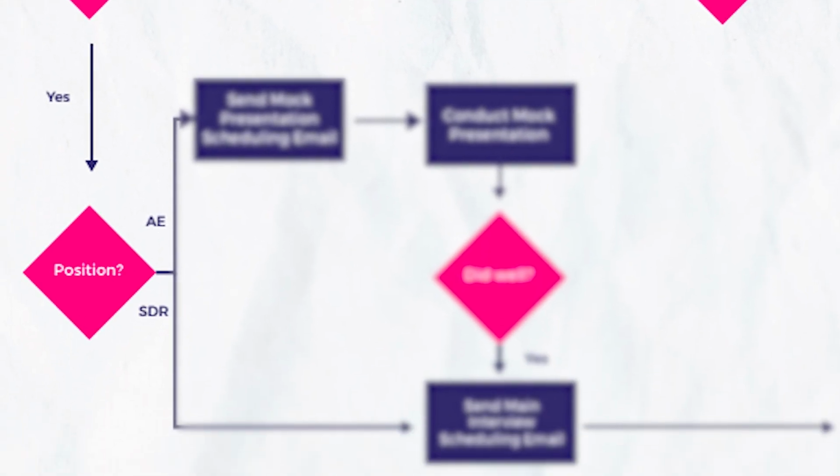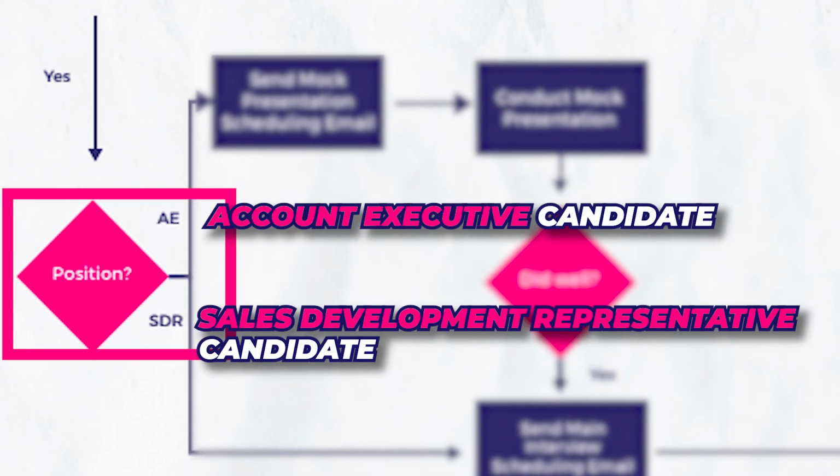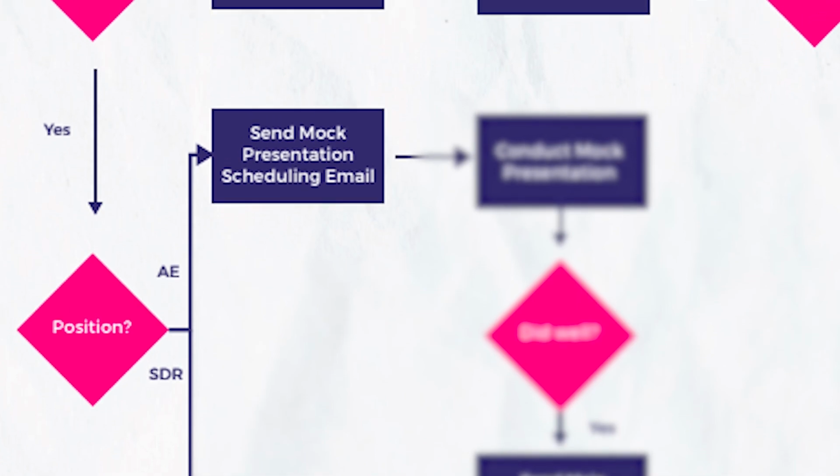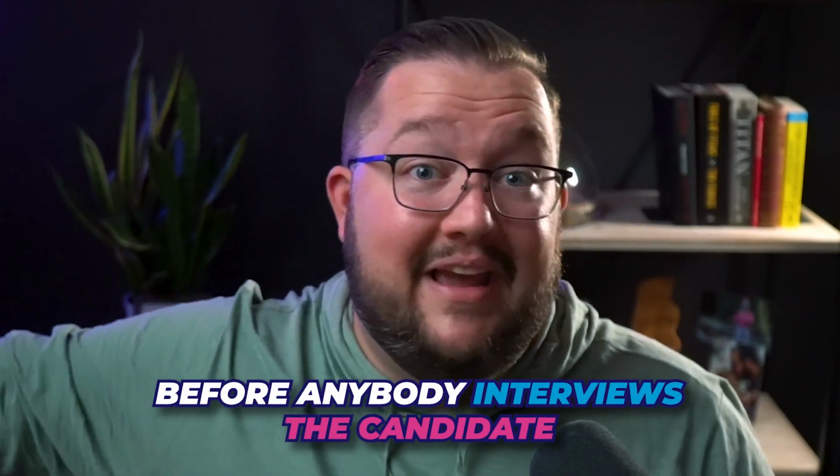And that's where there are 2 branches of the tree that we could go down. They're either an account executive candidate or a sales development representative candidate. If they are an account executive candidate, then what we're going to do is send them an email to schedule a mock sales call. We do mock sales calls before anybody interviews the candidate. This is because we want to see what they look like at their best.